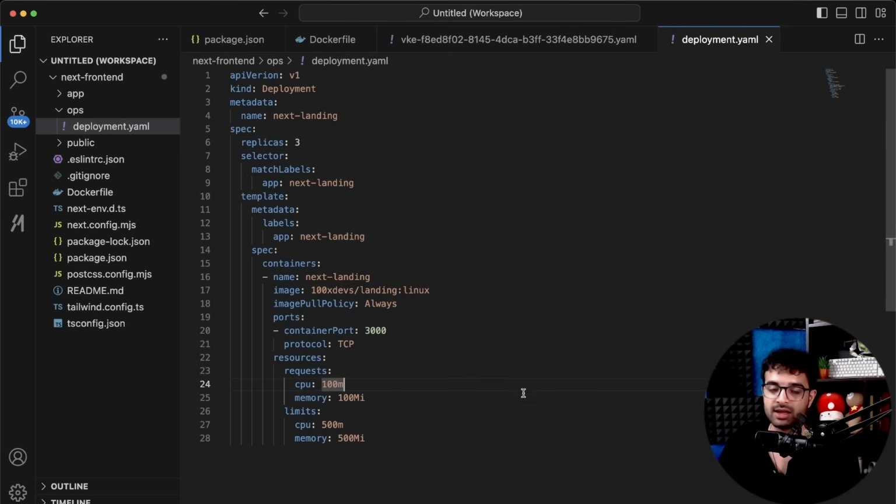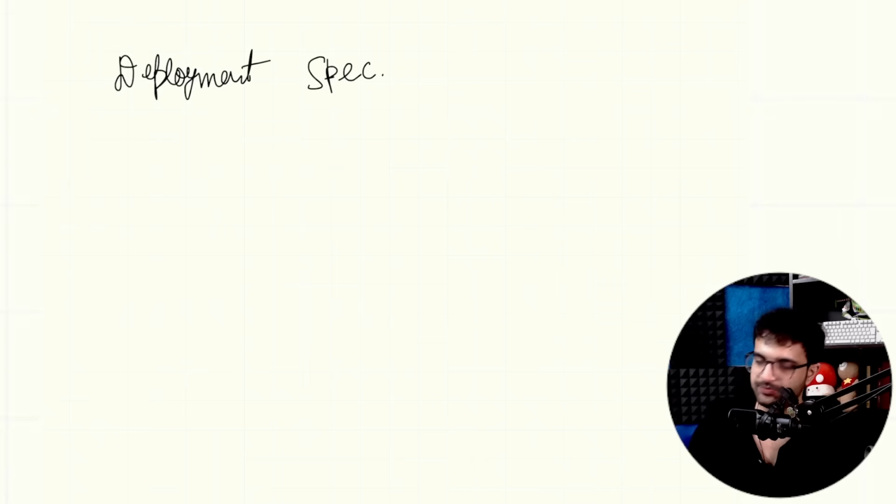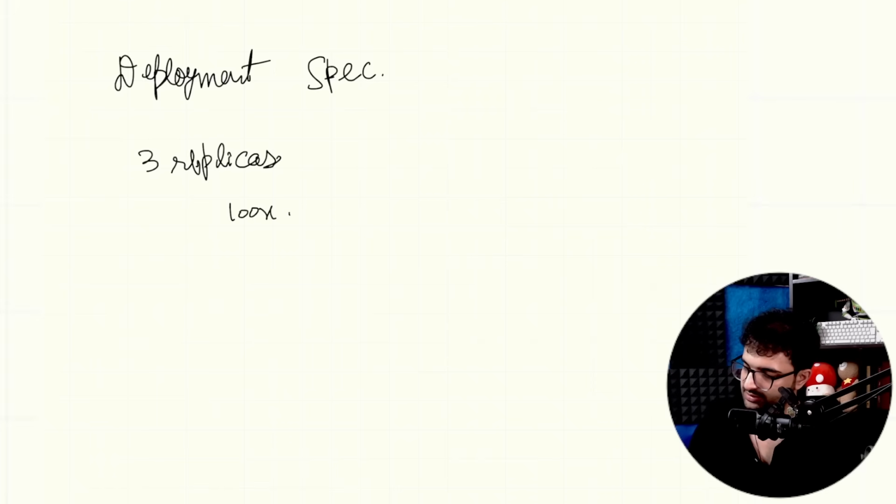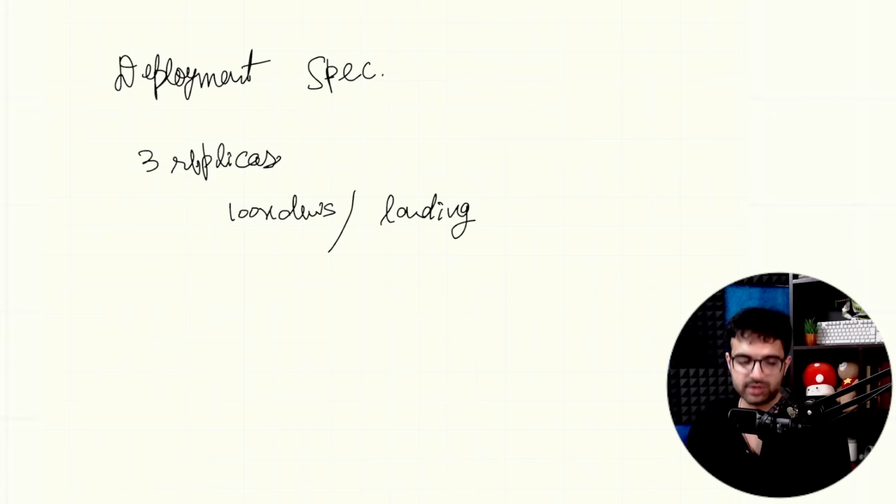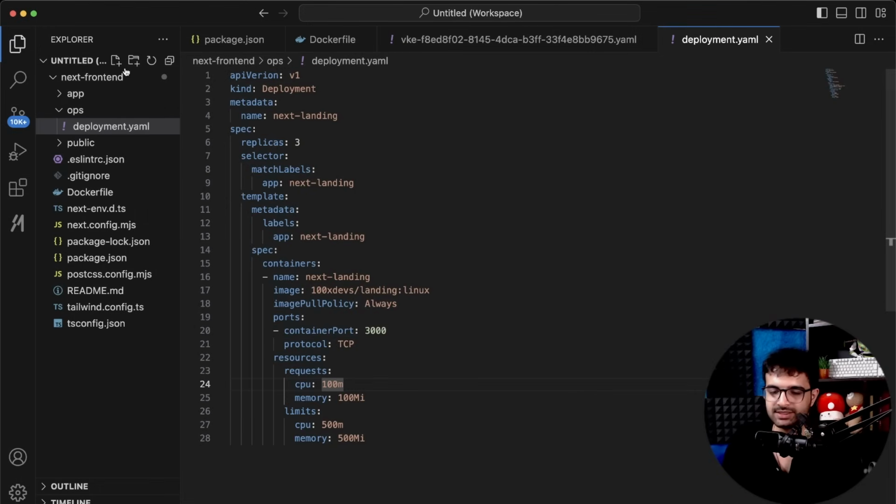This very long file, I know it's jarring, especially if this is the first time you're doing Kubernetes. But this very long file is my deployment specification. It is telling my Kubernetes cluster, I need 3 replicas to run the 100x devs /landing image inside this Kubernetes cluster. That's all that this specific deployment.yaml is doing.